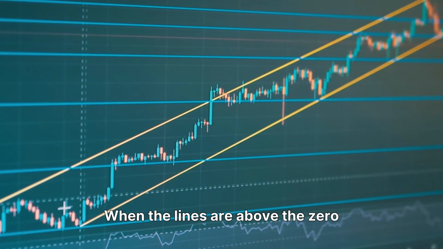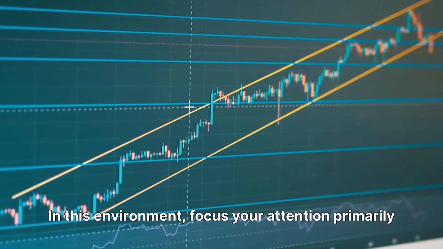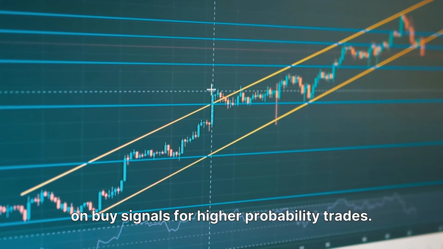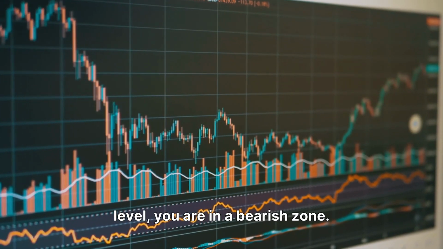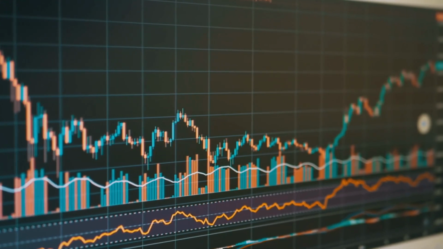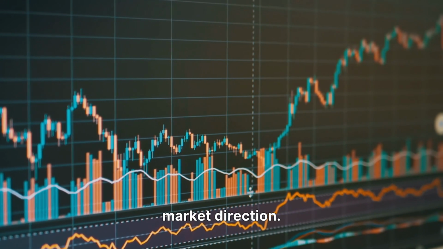When the lines are above the zero level, the market is in a bullish zone. In this environment, focus your attention primarily on buy signals for higher probability trades. When the lines are below the zero level, you are in a bearish zone. Here, sell signals are generally more reliable as you are trading with the dominant market direction.